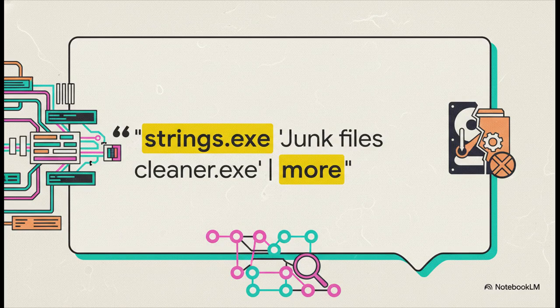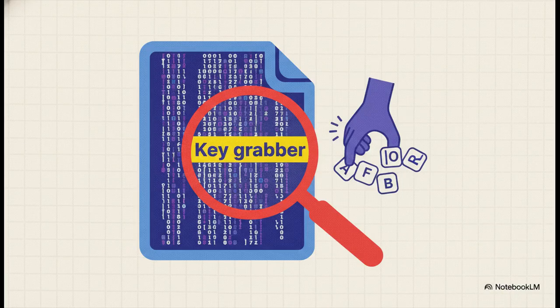What it does is pull out any readable text from a file. The command you see here is basically telling the computer, run the strings tool on our suspect file, and then the pipe symbol sends that output to more, which just lets us read it page by page. It's kind of like a digital X-ray for files. And, well, that didn't take long.